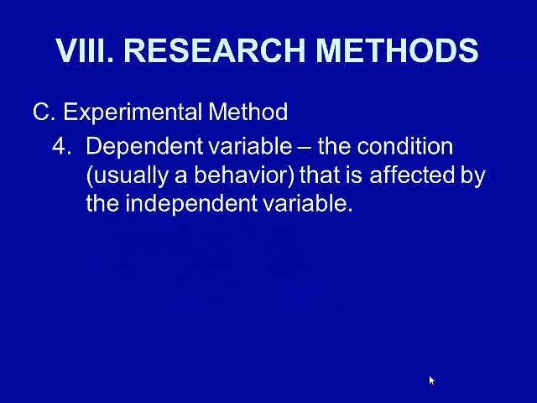The dependent variable is the condition, usually behavior, that's affected by the independent variable. So if I give you the sugar, let's see what the score is on your test, because I want to see how that affects what you've learned or not. A lot of times when you have a dependent variable, there's usually some type of score involved with it. A score on a test, how fast you've run, how quickly a rat runs through a maze. There's usually a score. And then you can say this is a high score because of the sugar or not.